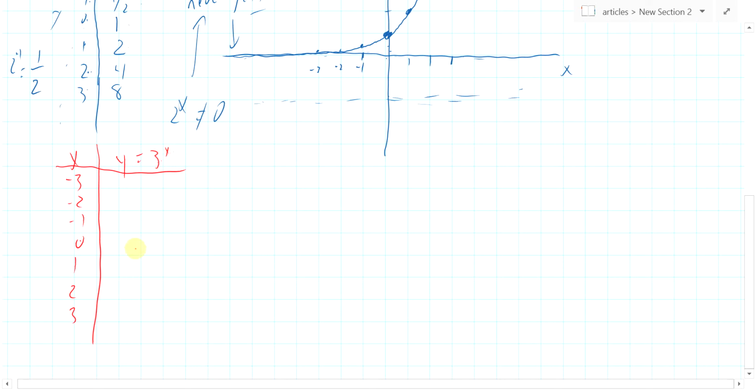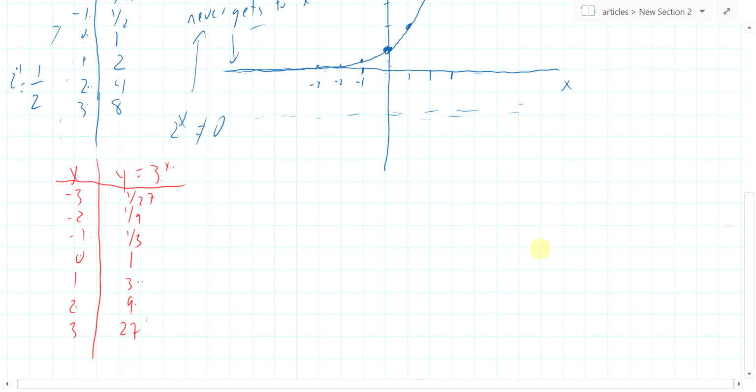3 raised to the 0, that's 1. Anything raised to the 0 is 1. 3 raised to the 1, that's 3. 3 squared, right? If you plug in 2 for x, you get 9. 3 cubed, that's 3 times 9, that's 27. Going negative numbers, you get 1 over these things. So 3 to the minus 1, that's 1/3. 3 to the minus 2, well, that's 1 over 3 squared, so that's 1/9. And 3 to the minus 3, well, that's 1 over 3 cubed, so that's 1 over 27.